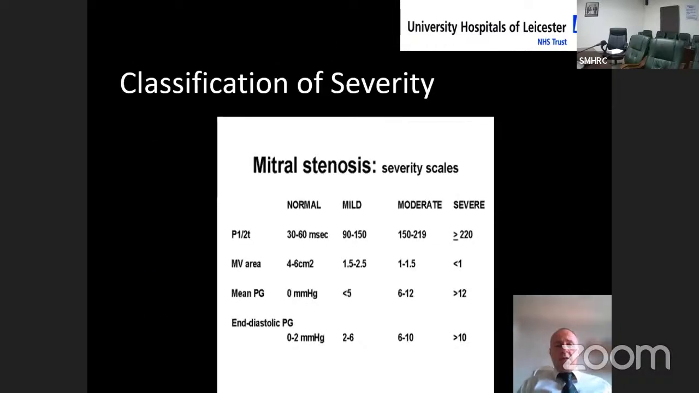Mitral stenosis severity is an echo diagnosis, and these are some of the figures that will help you identify severe mitral stenosis. In my practice, I find a mean pressure gradient of 10 and above associated with significant mitral disease.